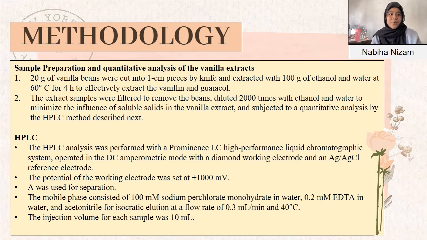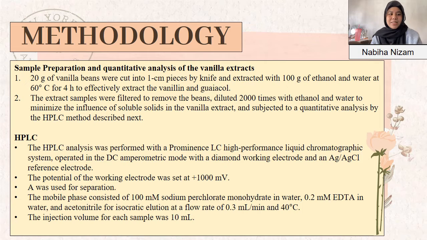For materials, we need whole Madagascar cured vanilla beans or Vanilla planifolia with a reddish chocolate brown color and a moisture content of 25%. Next, short split Madagascar cured vanilla beans that have been cut, with a substandard aroma, color and a moisture content of 11%. For the chemicals, we need acetonitrile, EDTA disodium salt, guaiacol, sodium perchlorate monohydrate, ethanol, vanillin, and lastly acetonitrile.